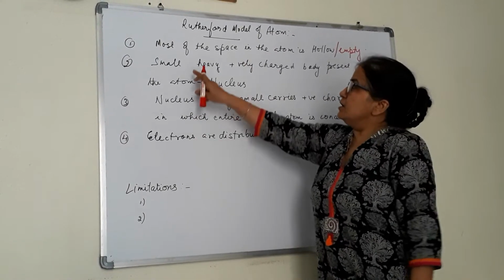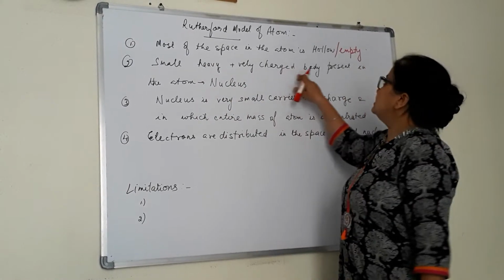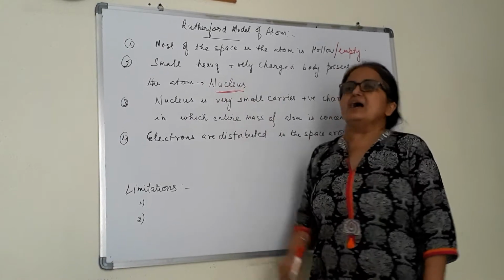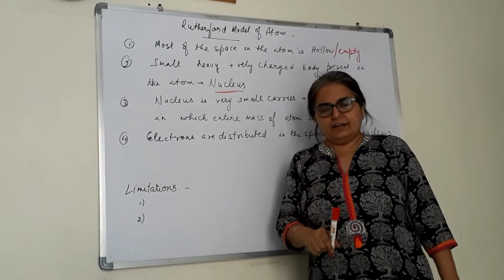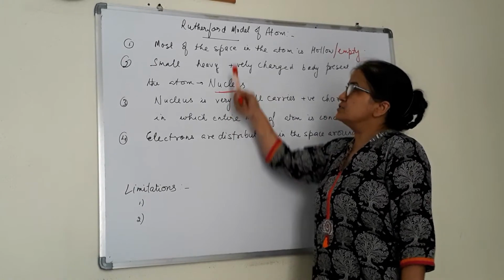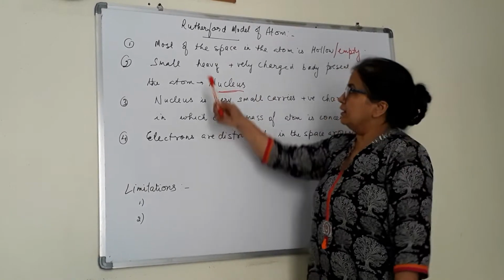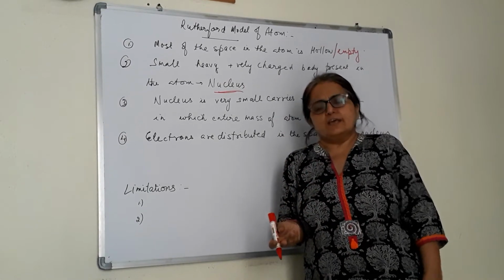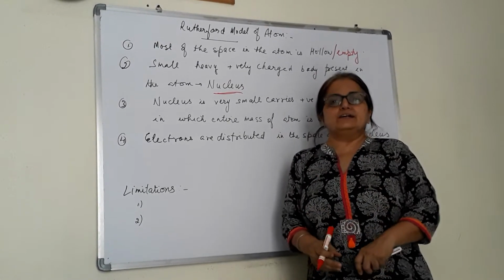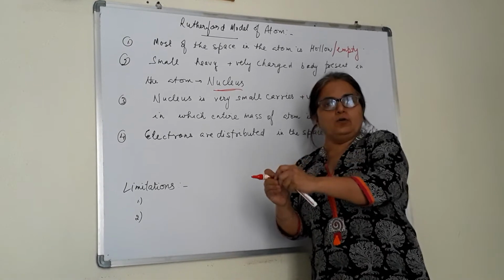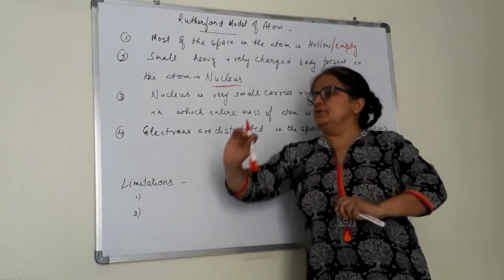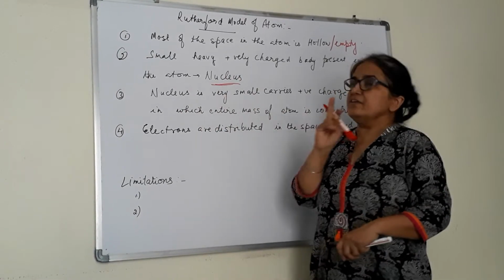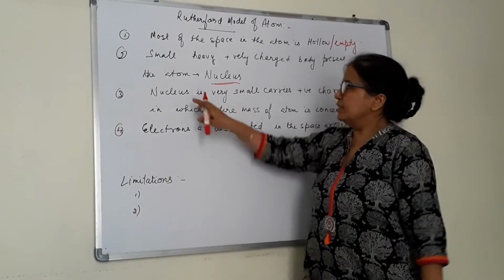Number 2, small heavy positively charged bodies present in the atom, which he termed as nucleus. So the credit of discovery of the nucleus goes to Rutherford. Okay, there is a small positive charge present in the atom. How did he conclude this? Few of the alpha ray particles, when they were hitting the gold foil, got deviated at some angle. Okay, so he concluded there is some positive charge present in the center.